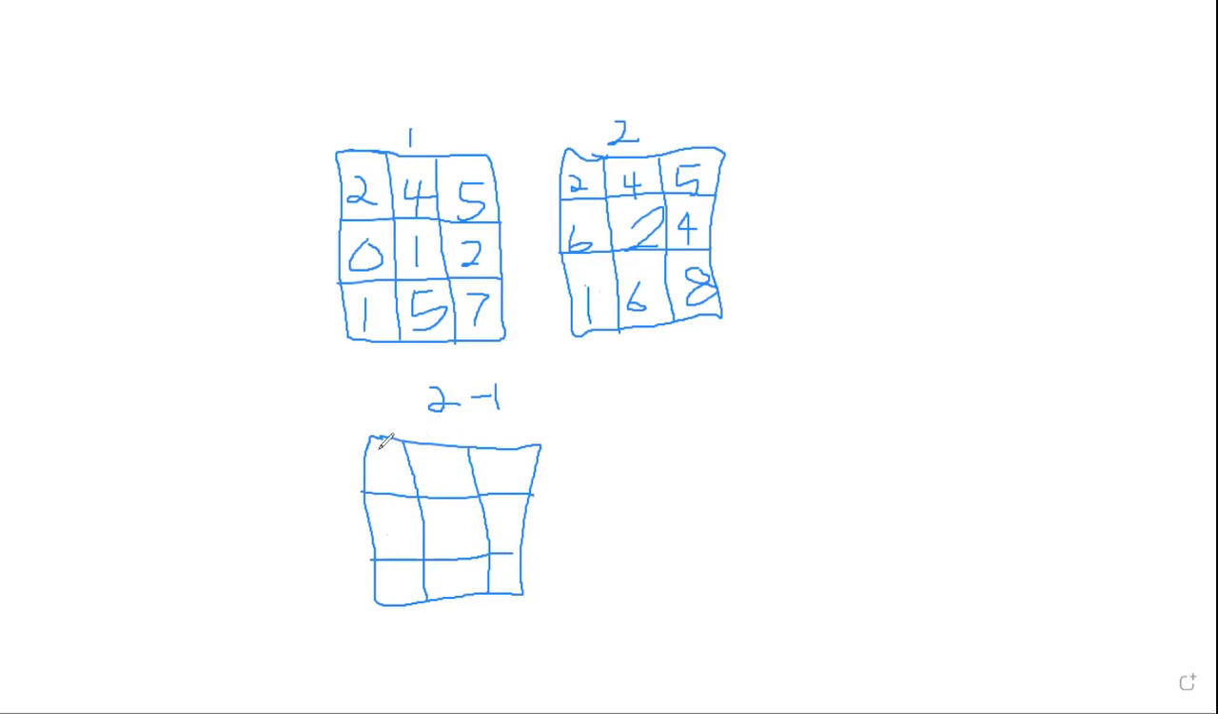So 2 minus 2 which will be 0. 4 minus 4, which is 0. 5 minus 5, which is 0. 6 minus 0, which is 6. 2 minus 1, which is 1. 4 minus 2, which is 2. 1 minus 1, which is 0. 6 minus 5, which is 1. 8 minus 7, which is 1. Now, this is our new matrix.